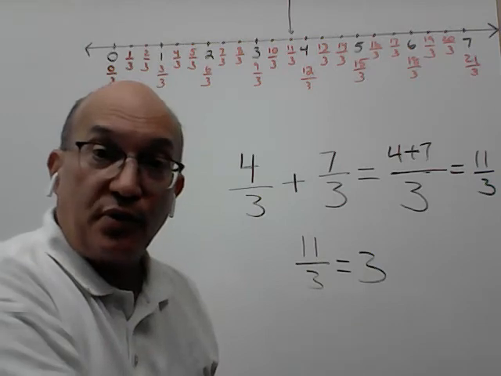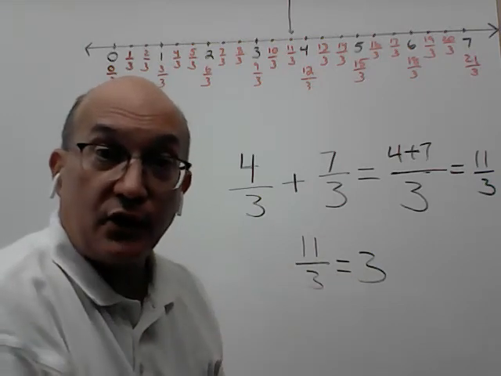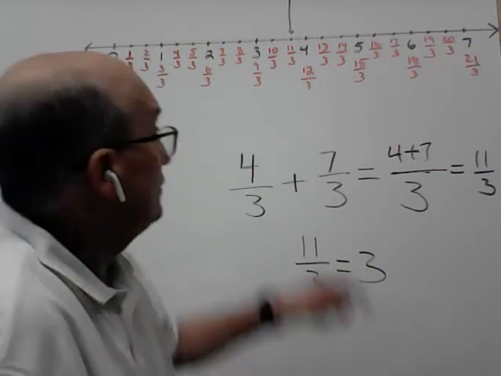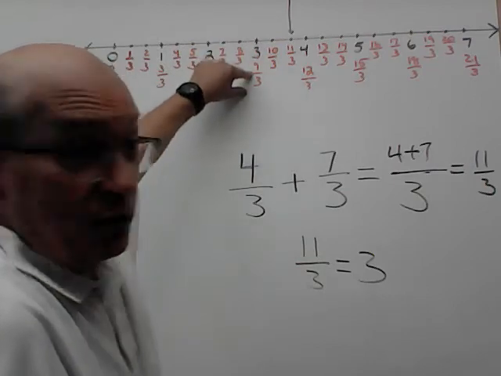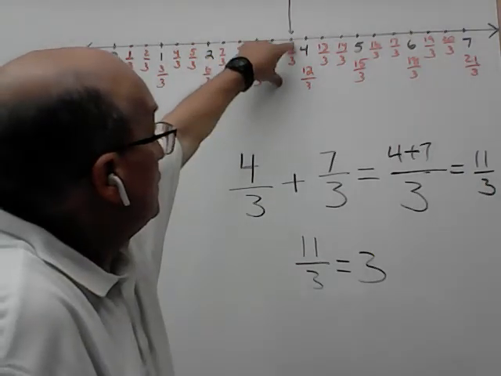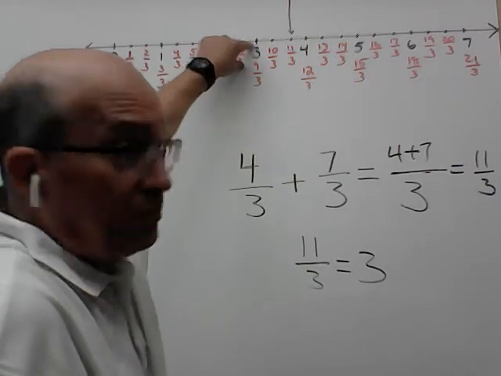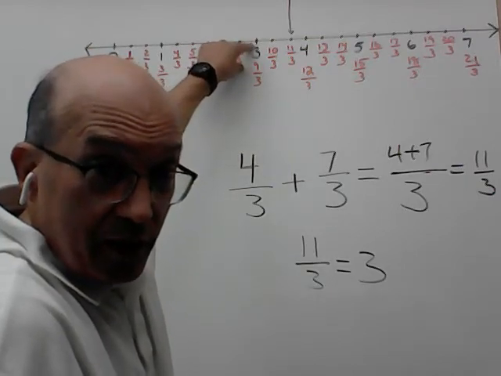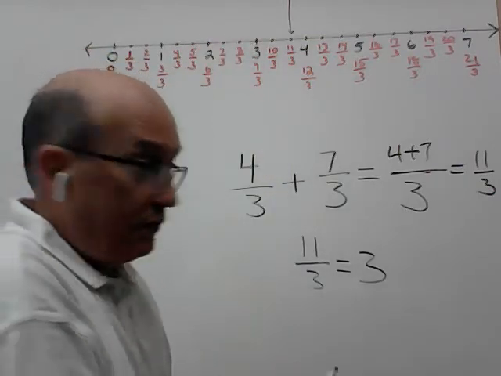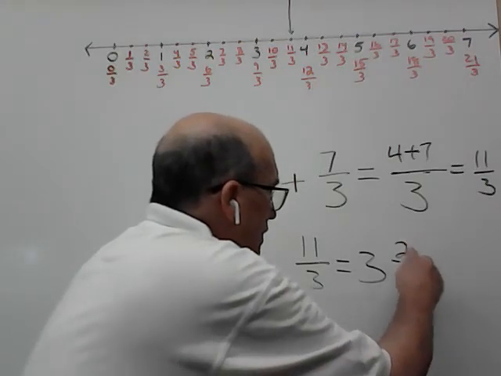This 11 thirds is the whole number three plus, I'll ask you, how many more thirds? Here's three, which by the way is 9/3, and here's 11 thirds. How many thirds past three is 11 thirds? Well, 2/3, right? It's 2/3 past three.